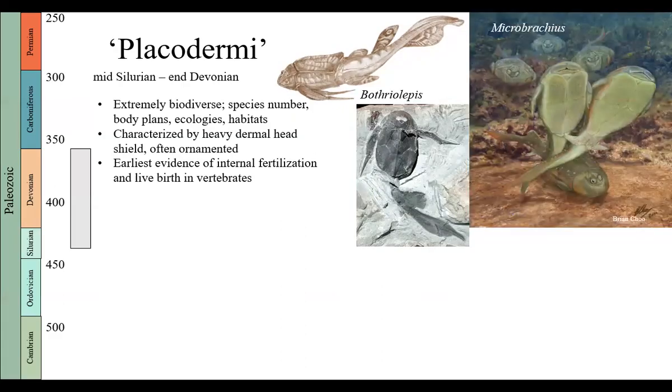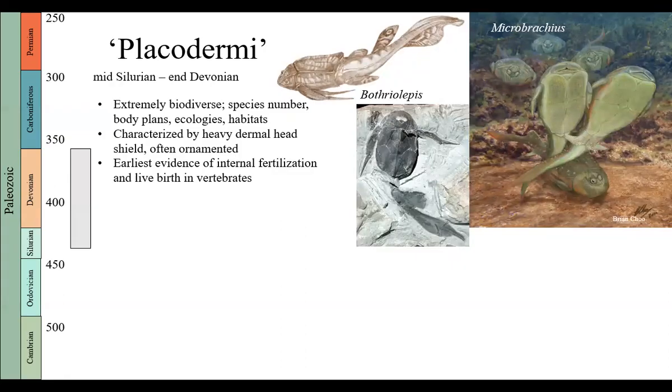Another relative of Bothrialepis is this animal called Microbrachius. Microbrachius is famous because it's the oldest example we have in the fossil record that everyone's very confident in of internal fertilization. So the reproductive behavior of all these early jawless fishes is really hard to know.